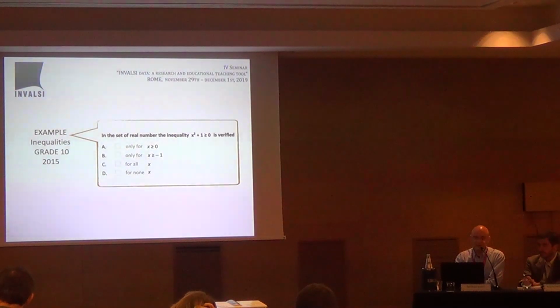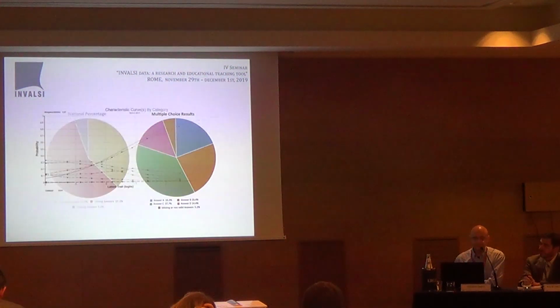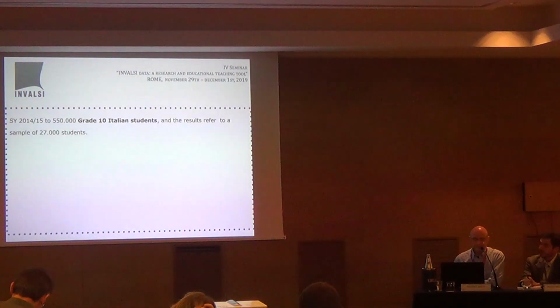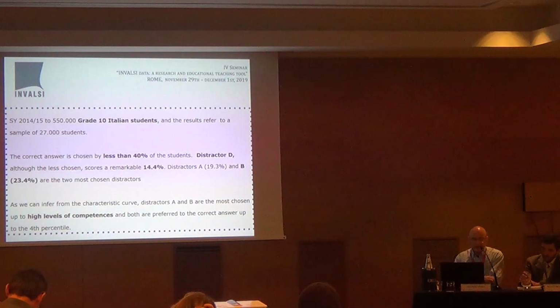So A and B are x greater than 0 and x greater than -1, which tells us that students are looking for some kind of analogy between the original inequality and the possible solutions. And again, as I was saying before, even at high levels of competence, these structures A and B are preferred by the students.